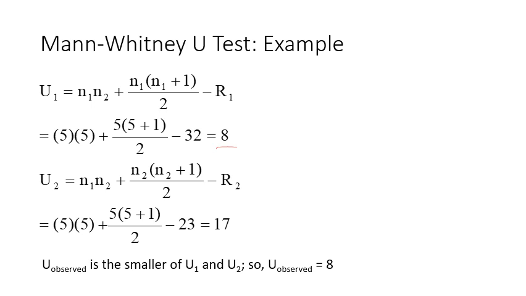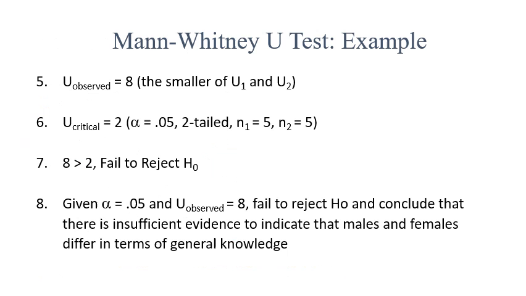I should point out that because n1 and n2 are equal, you don't necessarily have to calculate all of this again, because it's the same as what you calculated up here. You would just take the same total, which is 40. 40 minus 23 becomes 17. Our U observed is the smaller of the two, so our U observed is 8 in this case. So step 5 is our U observed, the smaller of the two.